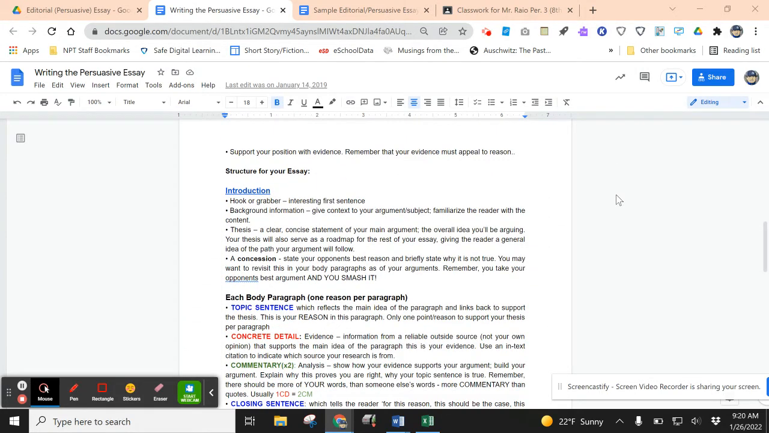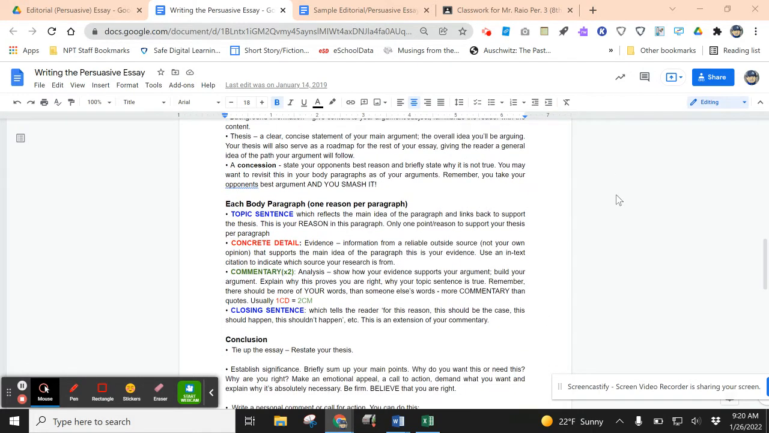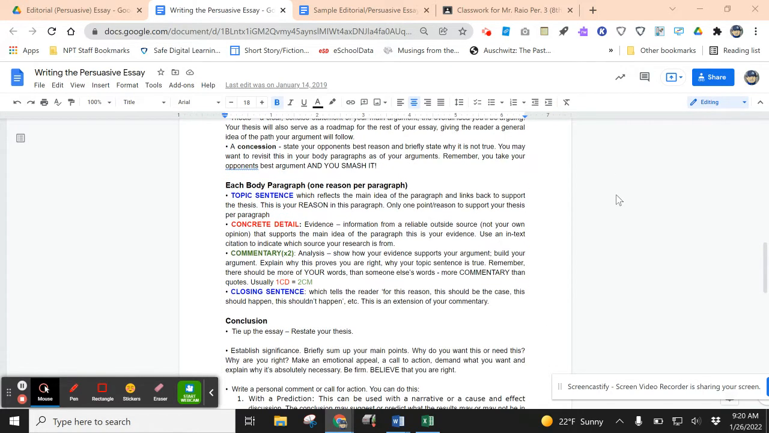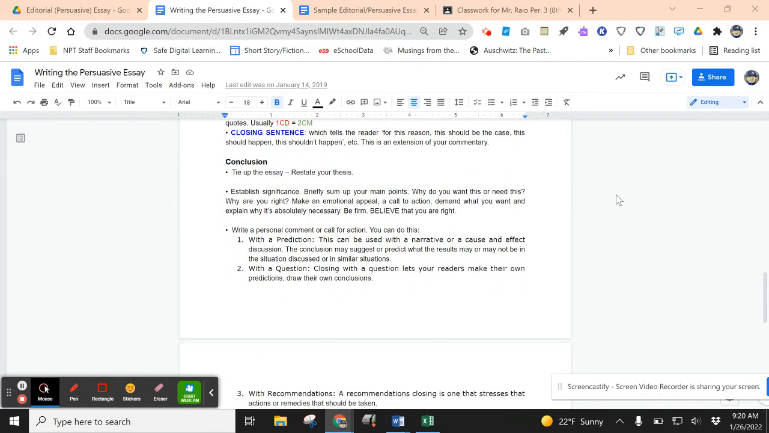The introduction we talked about with the hook, grabber, some background, thesis, your concession statement. You know how to do the body paragraphs. Keep in mind, you may want to do two chunks if you have two good details per reason. And then finally, the conclusion.